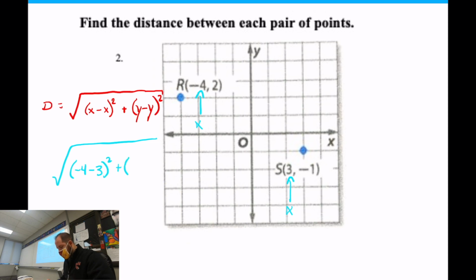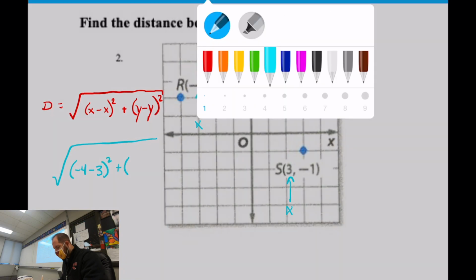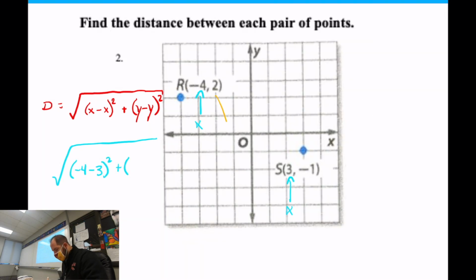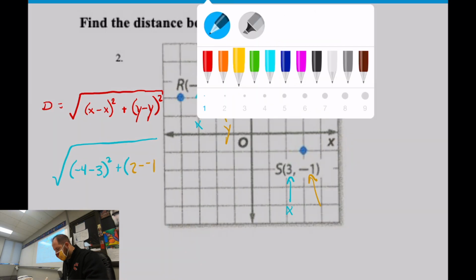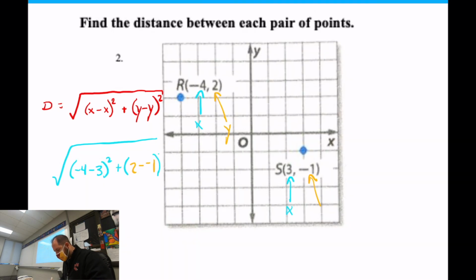All right, and obviously the y numbers are the back two numbers. So I'll highlight those in yellow. These are the y numbers, the back digits. And it doesn't matter the order you subtract them. It'll be the same number anyway. That's the beauty of doing this. So if I subtract those numbers, that ends up being the 2, and I'm going to subtract the -1. And I'm going to square that as well.